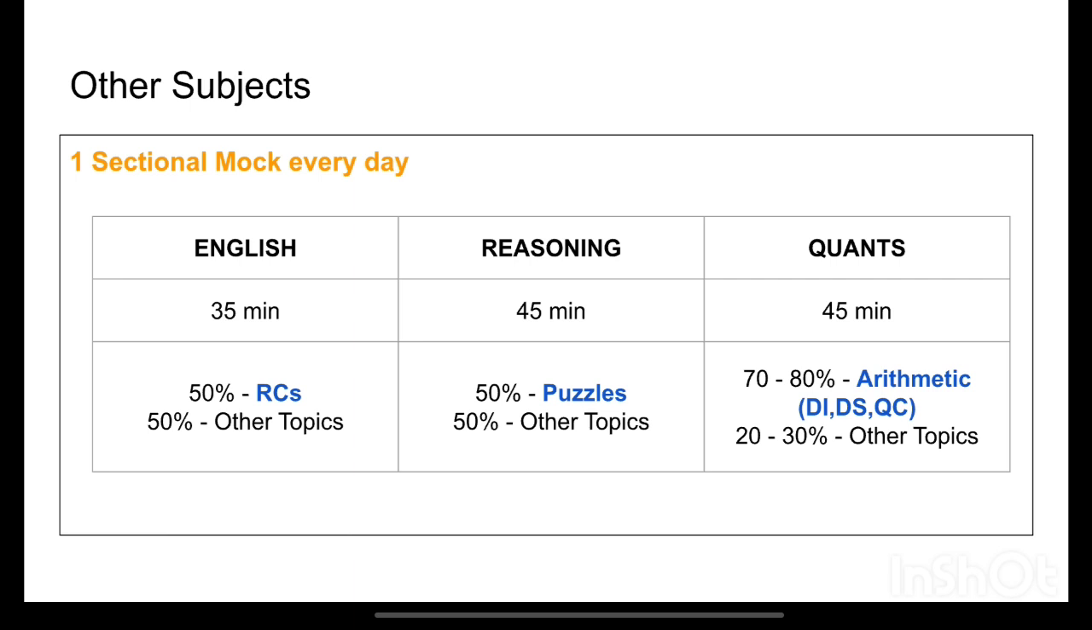They can frame a question based on boats and streams. They can frame a question on probability. And they can frame a DI with that topic. Similarly, data sufficiency, DS. Here also they'll use arithmetic topics to frame the questions. QC, quantity comparison, Q1, Q2 kind of questions. Here also they'll use arithmetic.